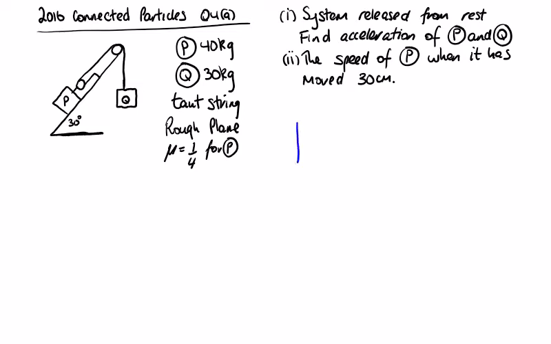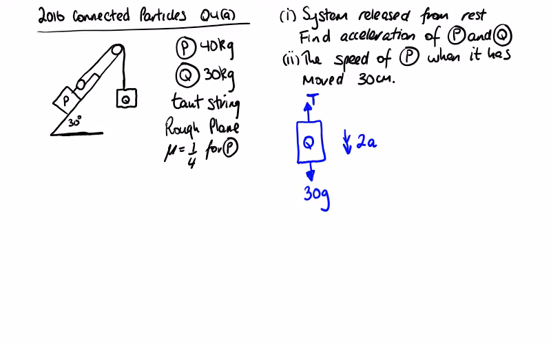Q. Its weight is 30, so we're looking at 30G. There is one string here for Q, and there's two strings for P, which means that Q is moving twice as fast as P, or with an acceleration twice as fast. So the acceleration of Q going down is going to be 2 times the acceleration of P going up.